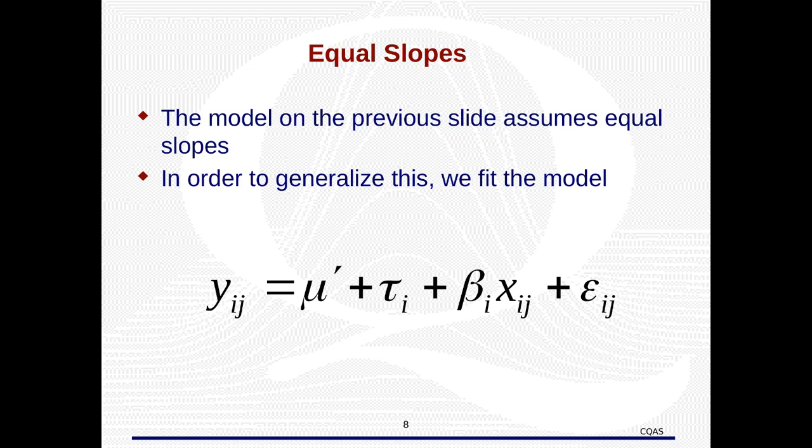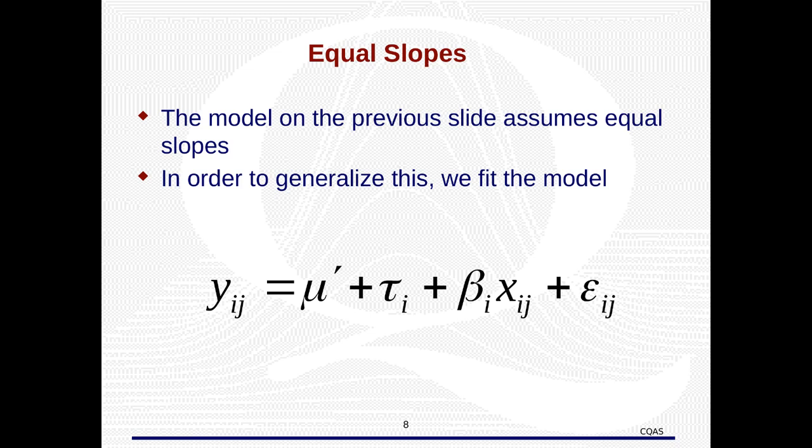To address this limitation, we generalize the model to allow for differential slopes across groups. This means each group can have its own regression coefficient, capturing potentially different rates of change in the response variable relative to the predictor. This extension provides considerably more flexibility in modeling heterogeneous relationships within our data. The mathematical formulation of this full model, which permits unequal slopes, will be our focus moving forward.